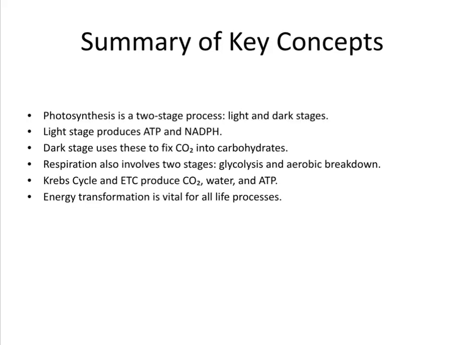Summary of key concepts. Photosynthesis is a two-stage process, light and dark stages. The light stage produces ATP and NADPH. The dark stage uses these to fix CO2 into carbohydrates. Respiration also involves two stages, glycolysis and aerobic respiration. The Krebs cycle and ETC produce CO2, water, and ATP. Energy transformation is vital for all life processes.